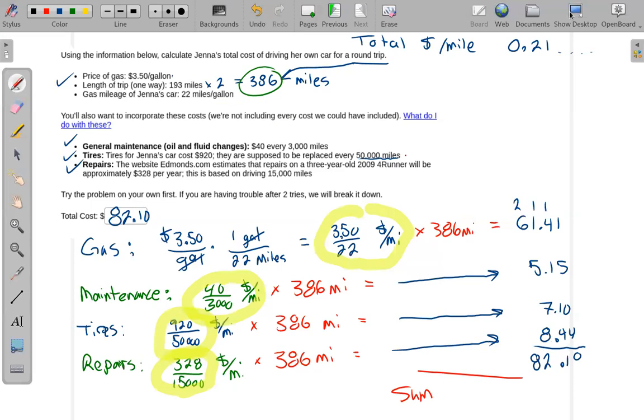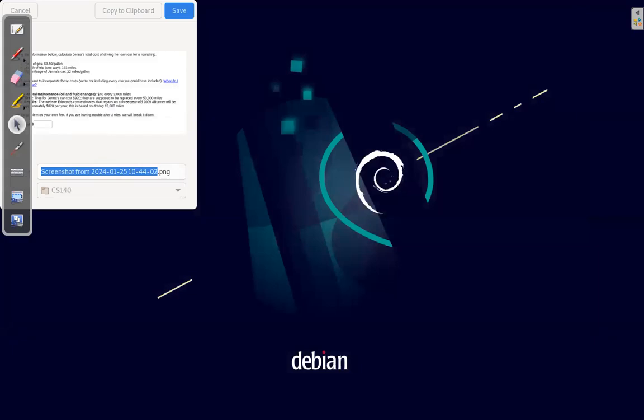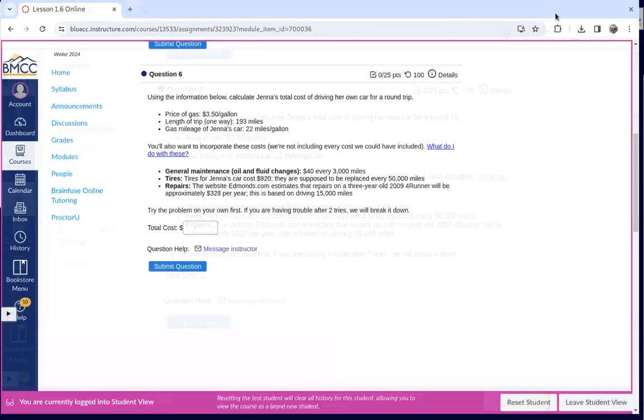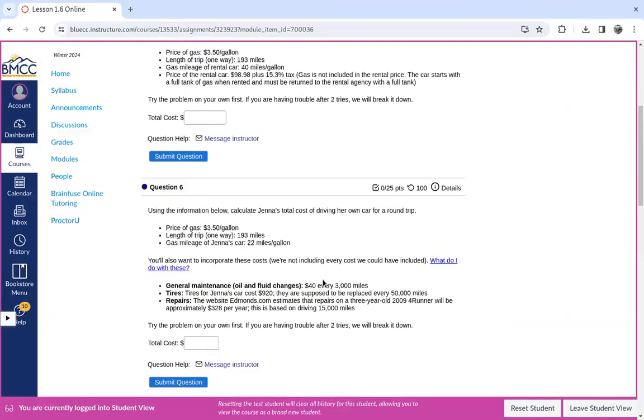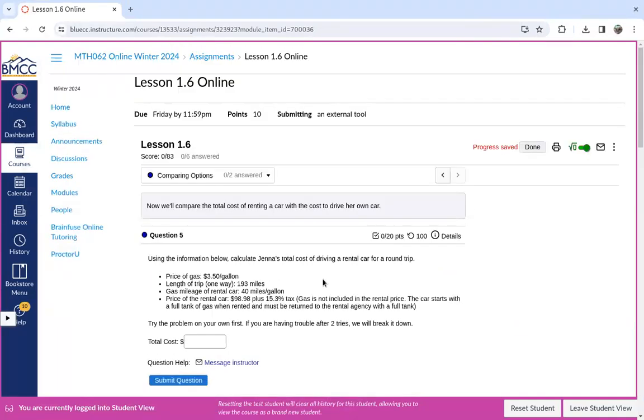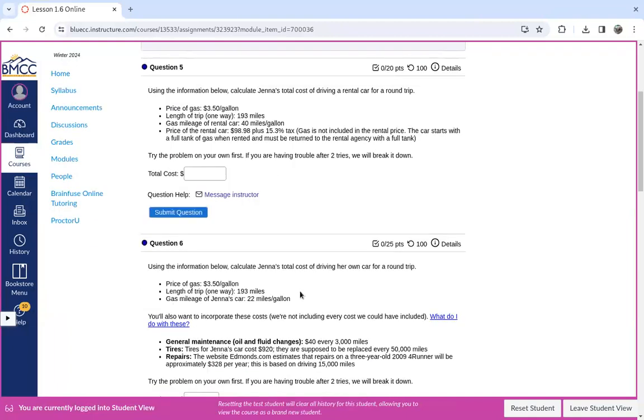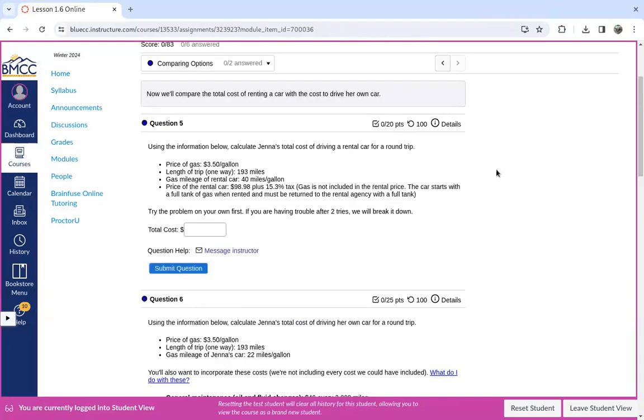Feel free to pause, rewind, watch this again. All right, let's see where we're at in our assignment. So we got a total cost for her there, and that's the end of this page. Okay, we did that one, did that one. Oh, we're done. Cool. It's the cost comparison. Let's go back and look at the notes. Well, that was fast. That was fun. Where's my notebook? There it is.